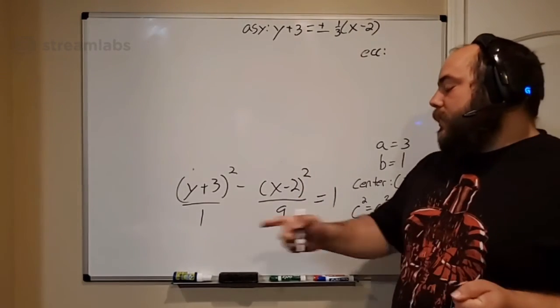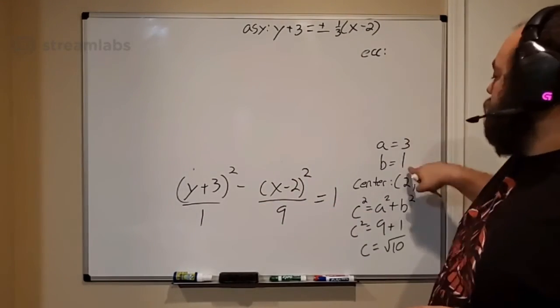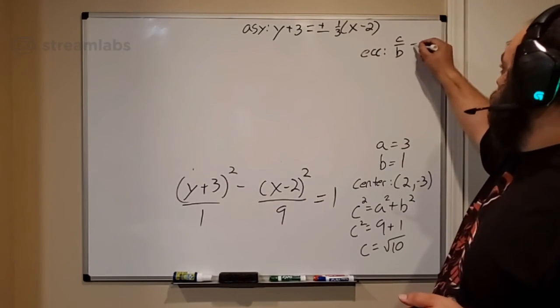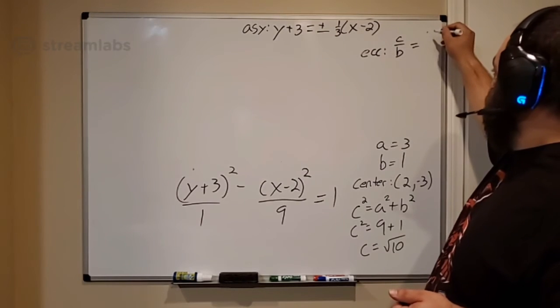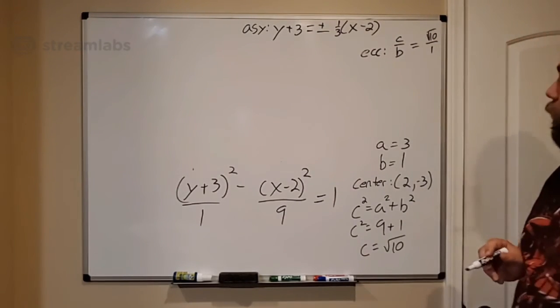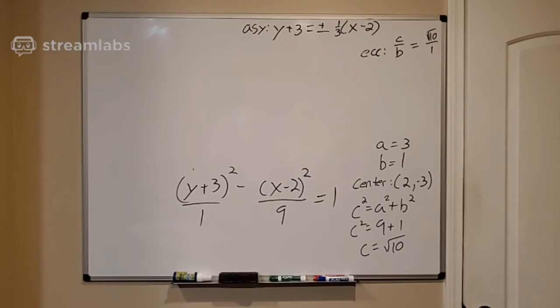So in our case, it's c over b, which is equal to, c was square root of 10 over 1. So it's just the square root of 10. If you want to simplify it, leaving it like that's perfectly fine as well. Okay, I think that's all the information we need. We should be able to graph it from there.